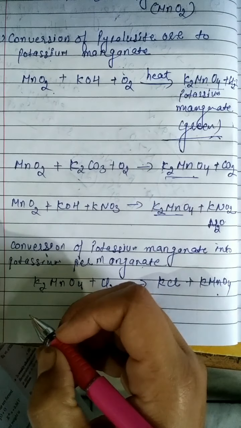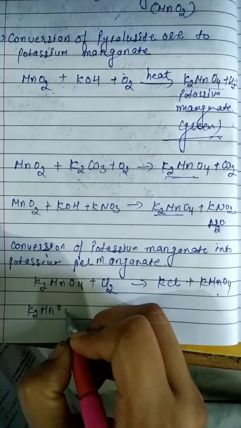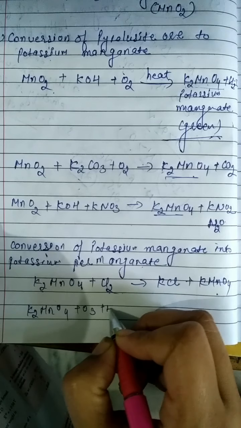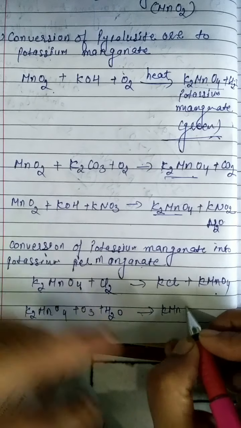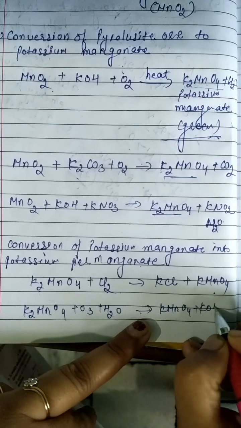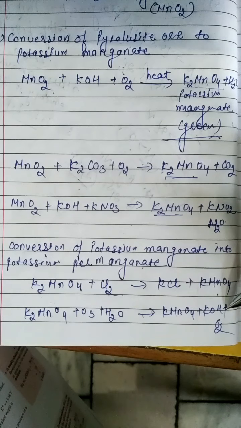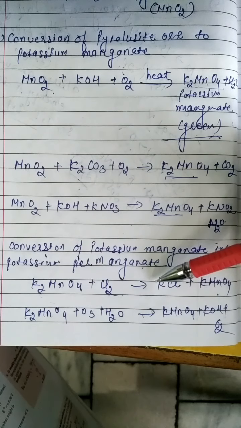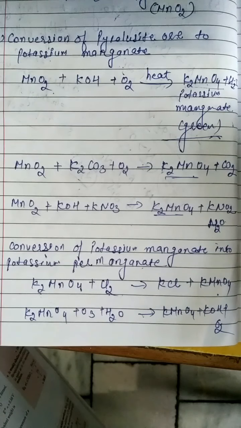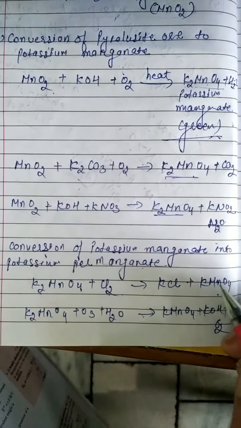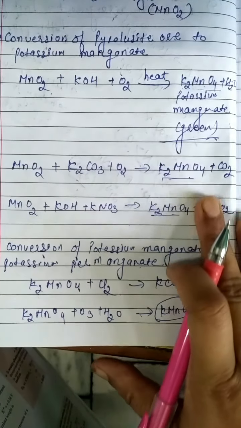The second one is K2MnO4 reacted with ozone and water. Then it is converted into KMnO4 plus KOH plus O2. In this also there are three methods; you can do any one. In this we prepare potassium permanganate, KMnO4, and it includes two steps.